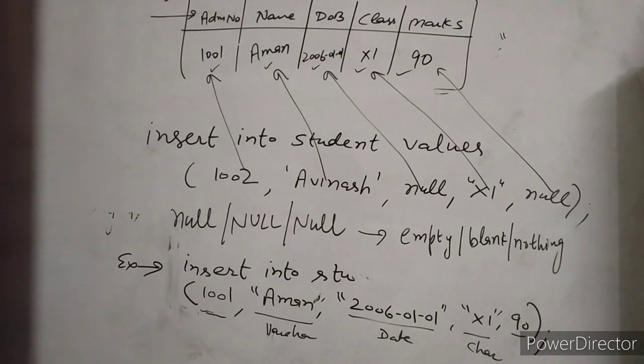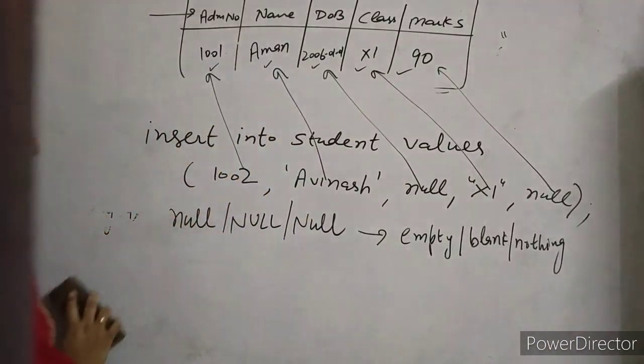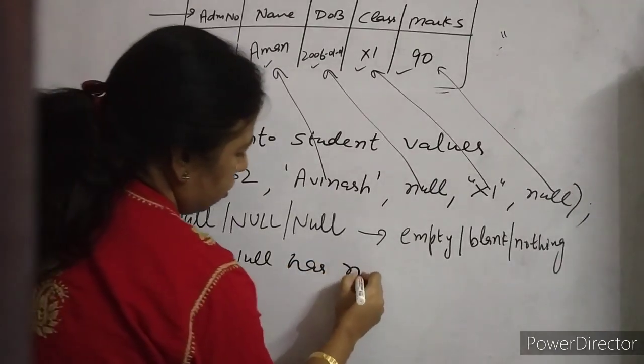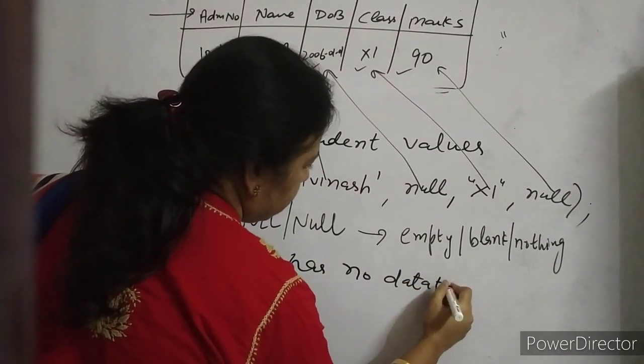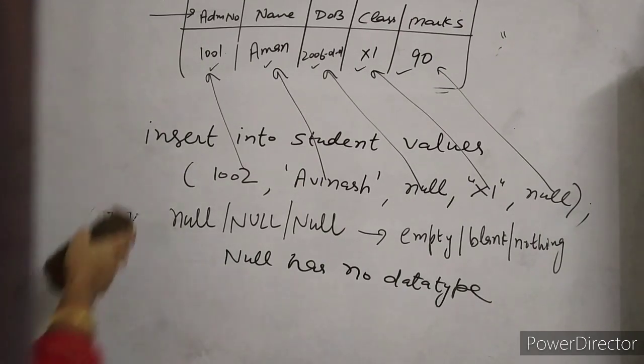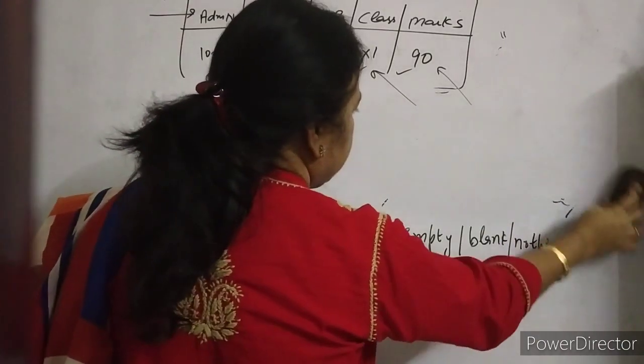Clear? And null has no data type. Null only indicates that the value is empty. I can use null for numeric, for date, for char, varchar. It means when I don't have the value, then I will place null.